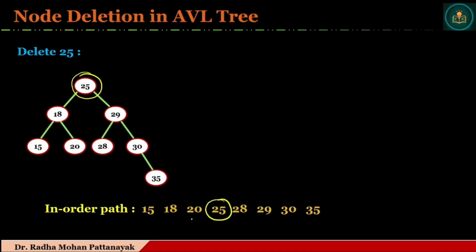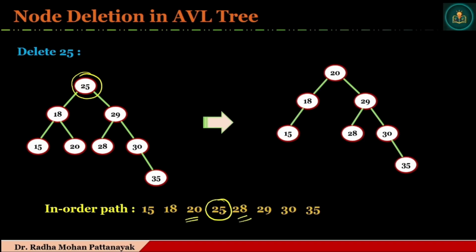What is the in order predecessor of 25? That is 20. What is the in order successor of 25? That is 28. So after deletion of 25, either you will replace it with 20 or you can replace it with 28 inside the tree. Clear? Now see, I replaced 25 with 20, the in order predecessor. Clear? And after replacing 25 with 20, find the balance factor of each and every node. You can observe here, after deletion of 25, the balance factor of all the nodes is within the range -1 to 1. Hence you can say that the tree is a balanced tree.